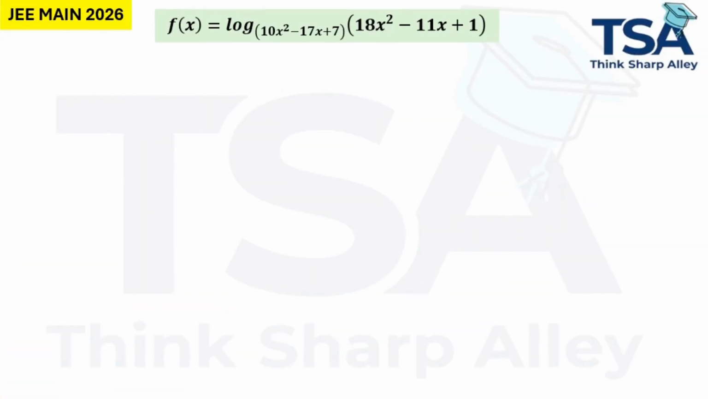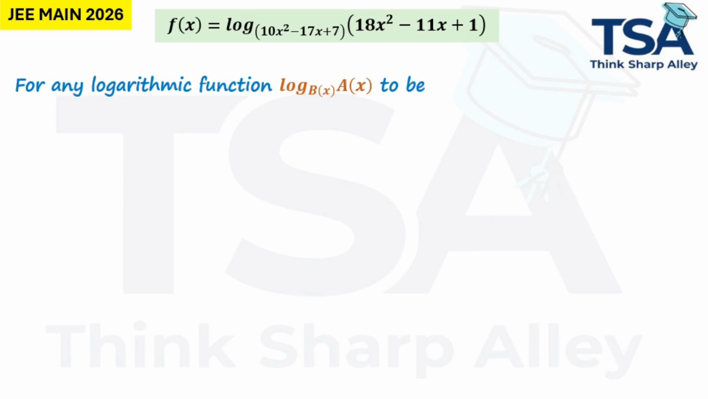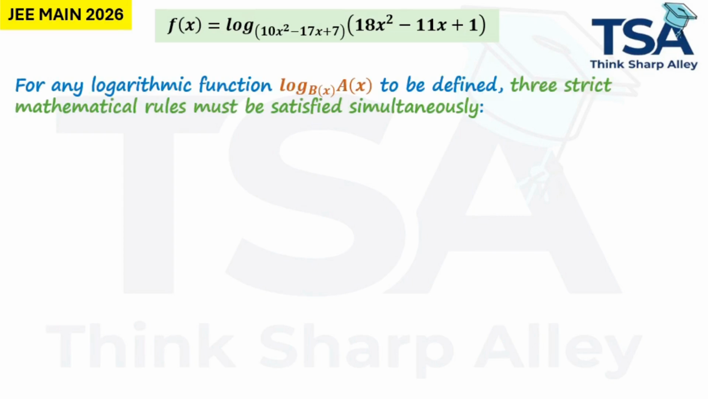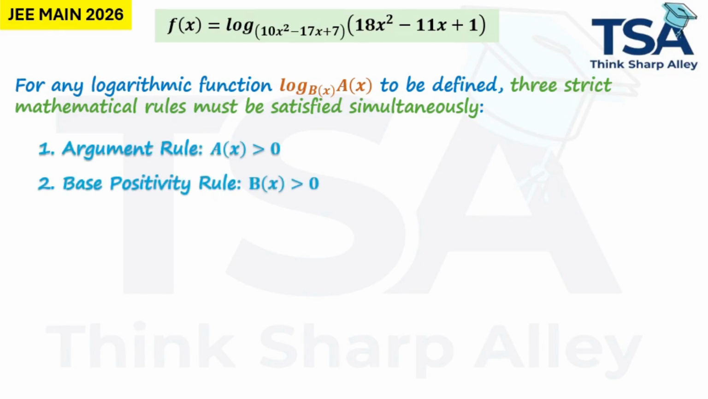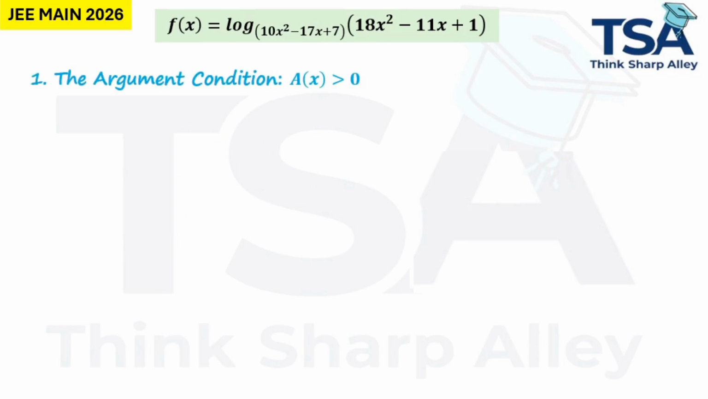A log function has 3 rigid pillars. That means for any logarithmic function to be defined, 3 strict mathematical rules must be satisfied simultaneously. First, the argument must be positive. Second, the base must be positive. But the base can never equal 1, and that's our third point. Let's unpack them one by one.